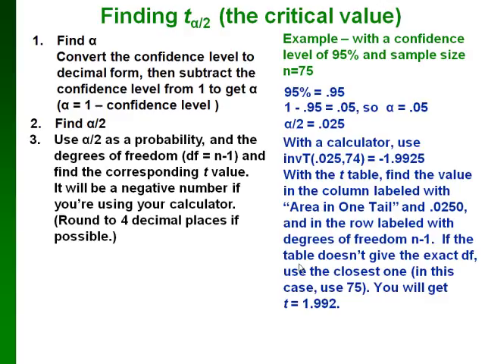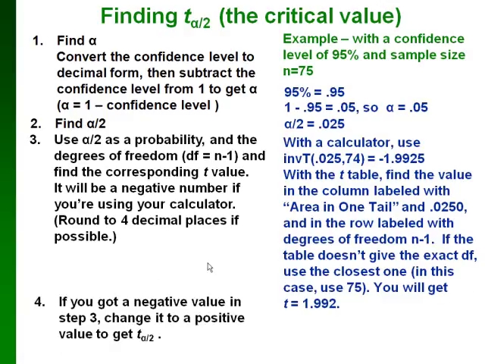And some tables don't give all of the degrees of freedom, so in this case if you don't see a 74, there will probably be a 75, and you can use that to estimate your t value. It comes out fairly close to what we got with the calculator, but this table will always give you a positive value, so we get t equals 1.992.